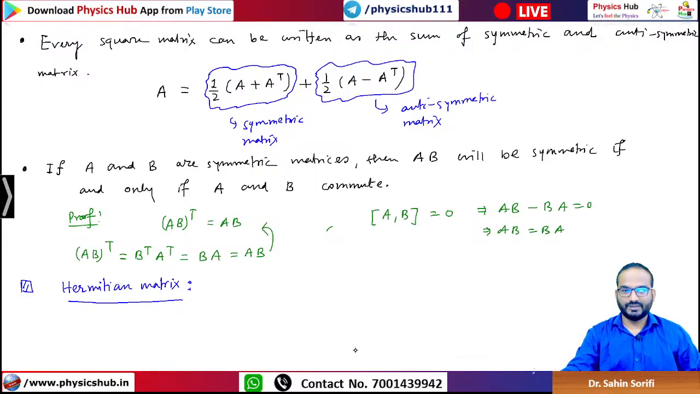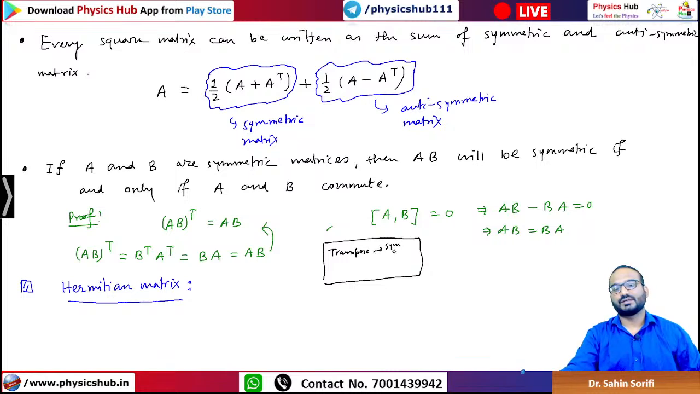Remember this simple fact. Whether you have defined the transpose, for the transpose we get two types, symmetric and skew symmetric. Then we defined the transpose conjugate by dagger. For this you will get Hermitian and anti-Hermitian. The way you define symmetric, you will define Hermitian, and the way you define skew symmetric, you will define anti-Hermitian.